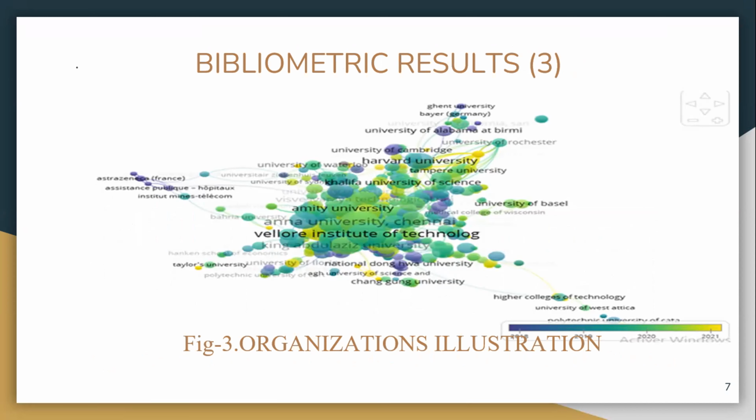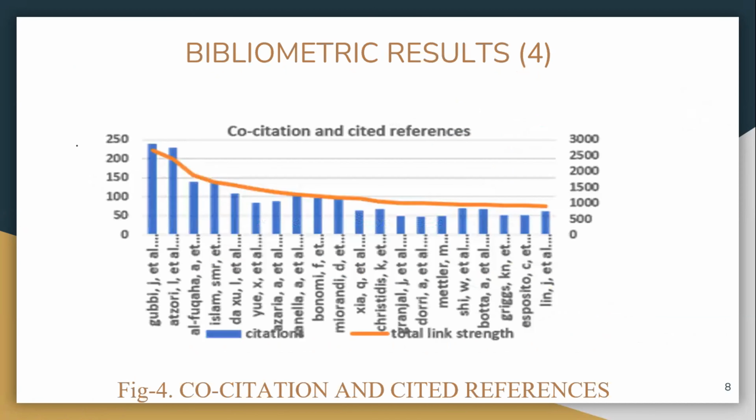As I have said, this figure is an illustration of a university represented by circles. So, the most represented university is Velouré Institute. So, we can say that this university has the first place in terms of publication of papers. Let us continue with figure 4.